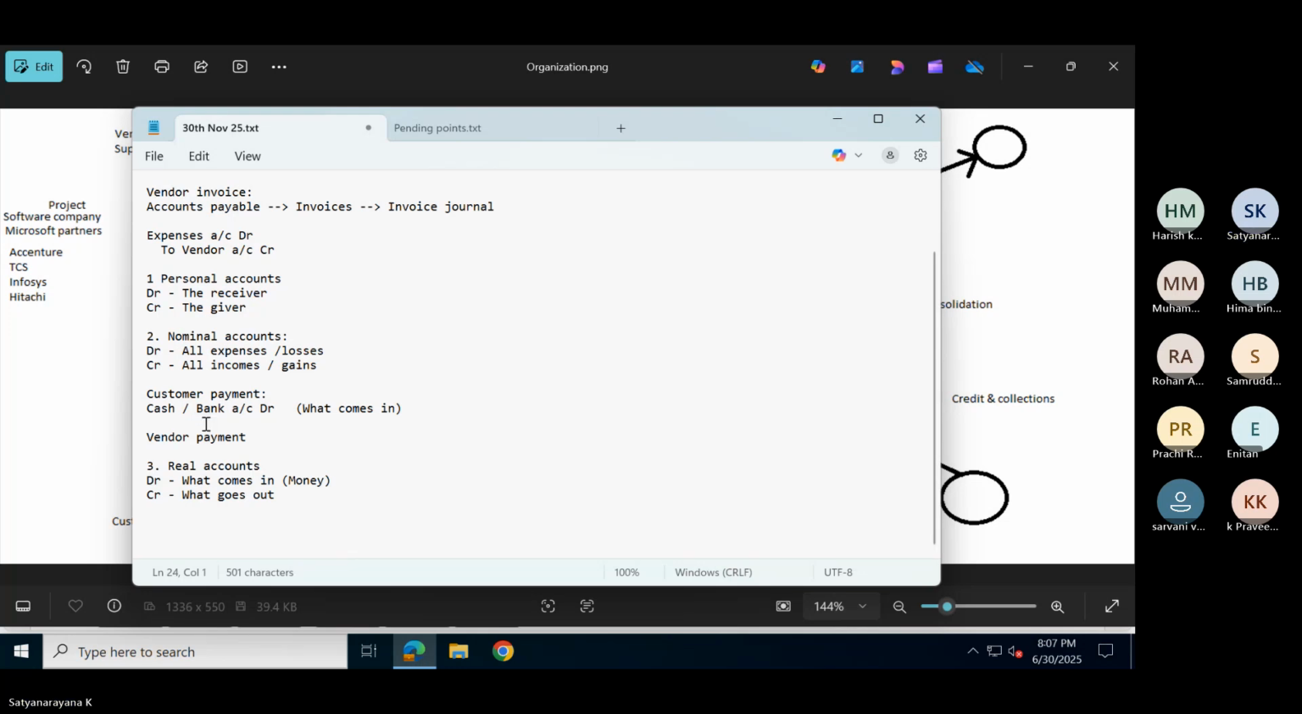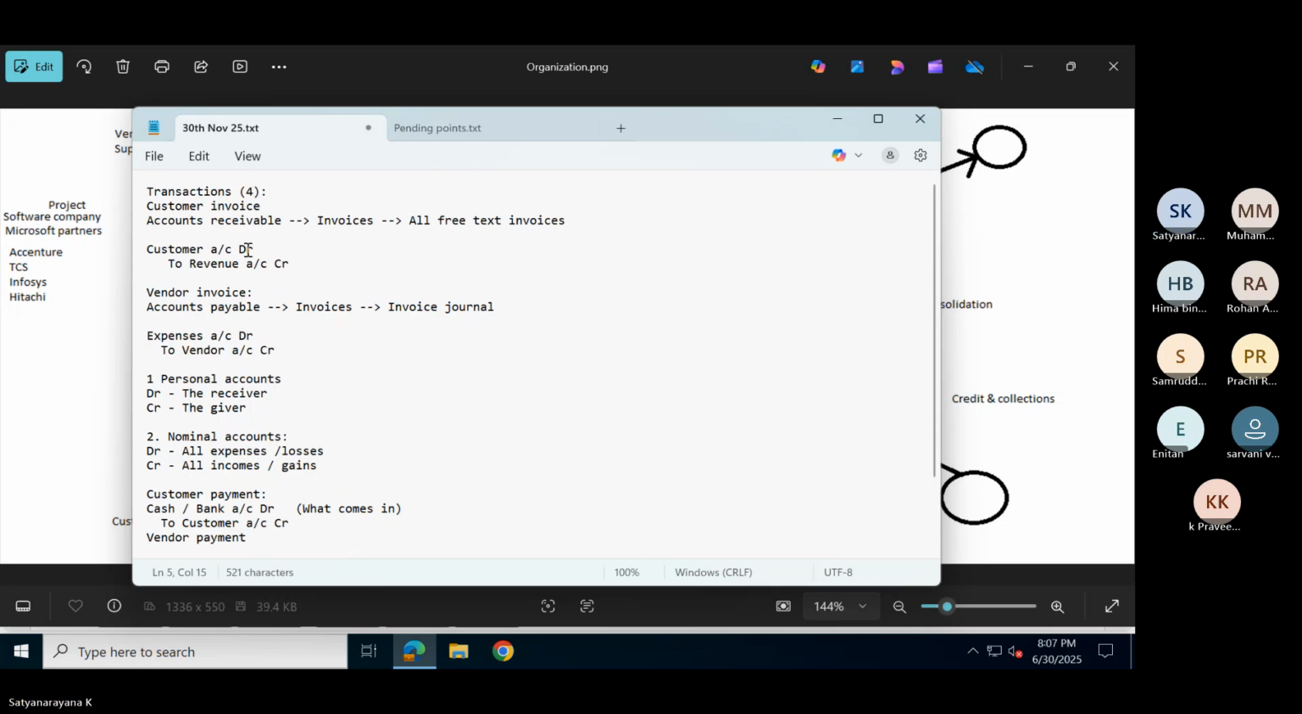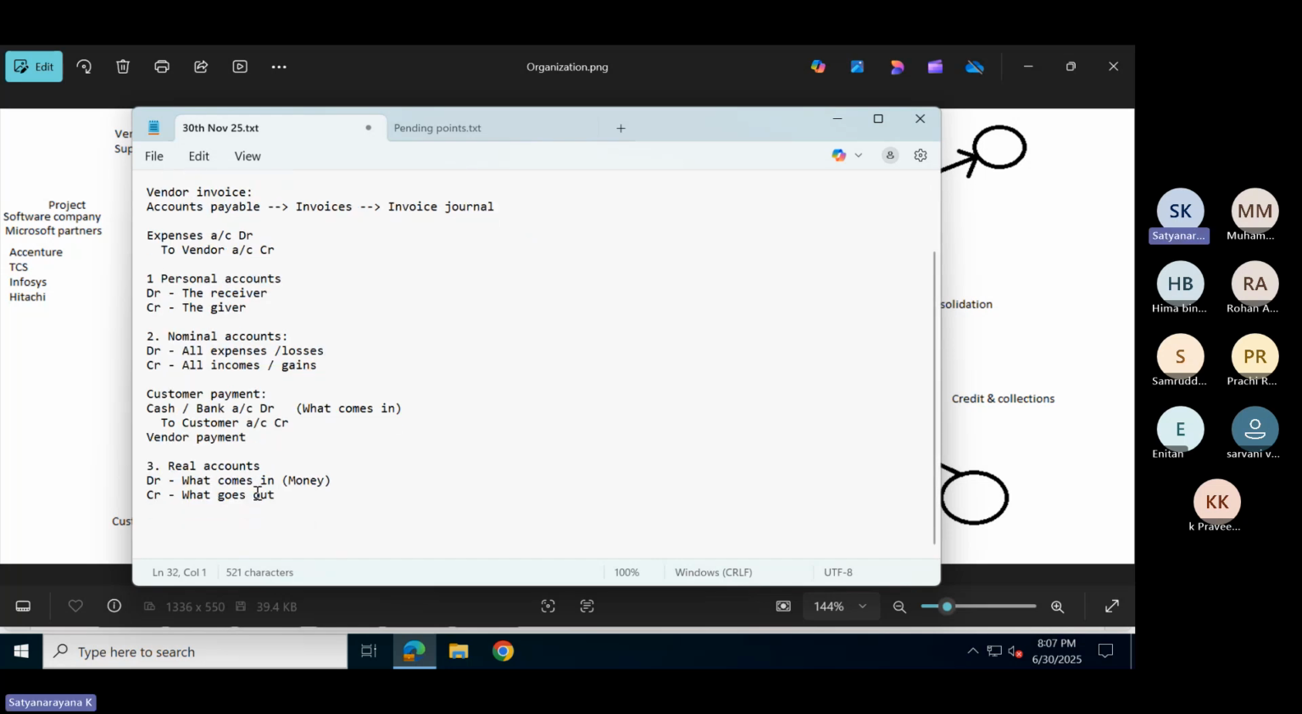Now next one is cash or bank account debtor to customer account credit. Here at the time of invoice, customer debited. At the time of payment, customer will be credited. At the time of customer invoice, customer debited. At the time of payment, it is credited. But you need to apply this third golden rule. Debit what comes in. Debit what comes in.